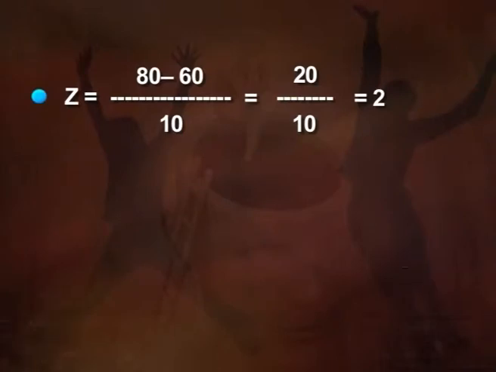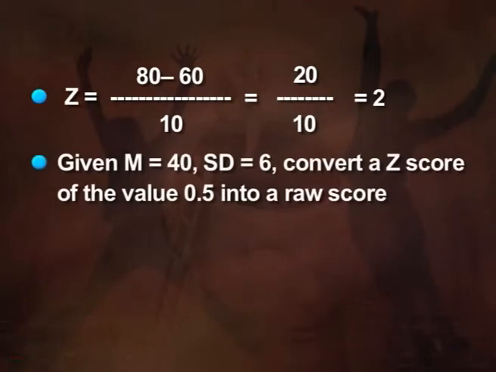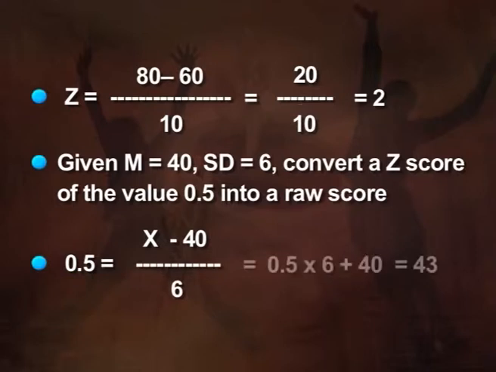Now, in the second condition, where the Z score has to be converted into the raw score, we have been given the mean of 40, the standard deviation of 6, and we have to convert a Z score of value 0.5 into a raw score. So, incorporating the information given to us into the formula, we get 0.5 is equal to x minus 40 by 6, which gives us 0.5 into 6 plus 40, and the raw score that we require is 43.